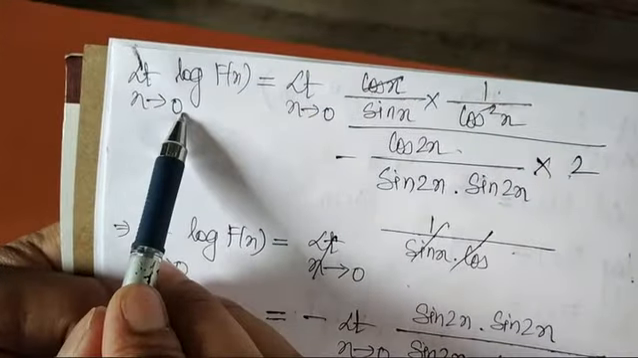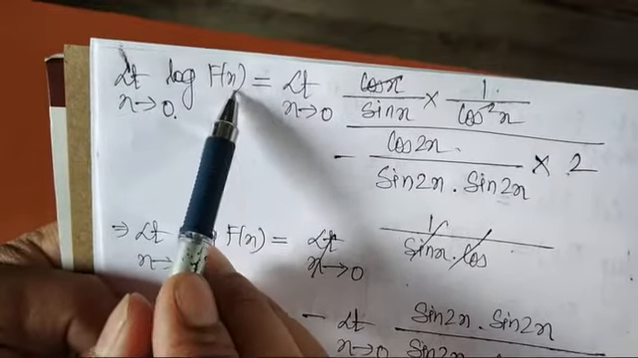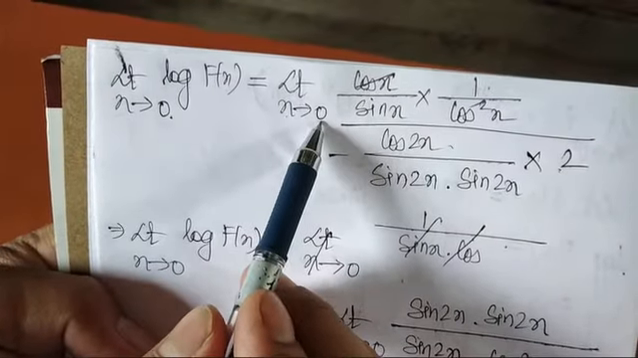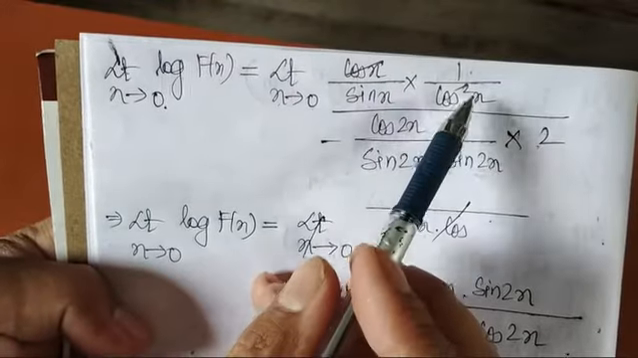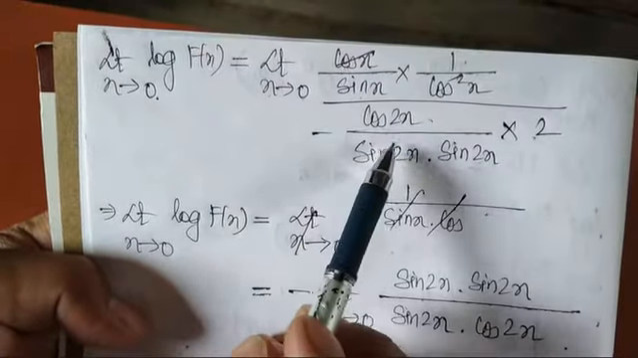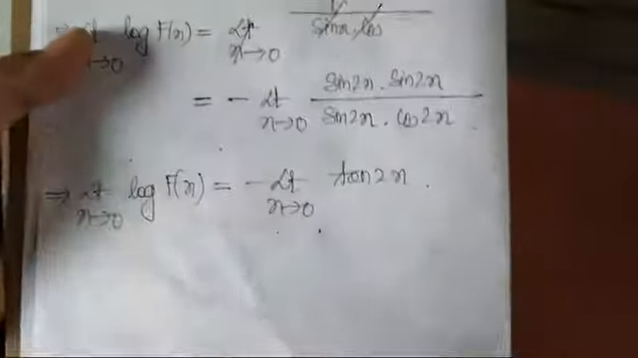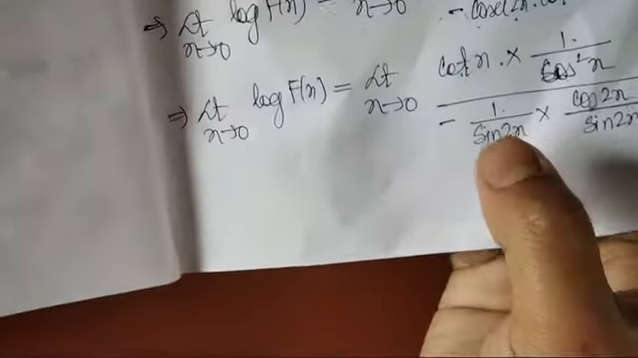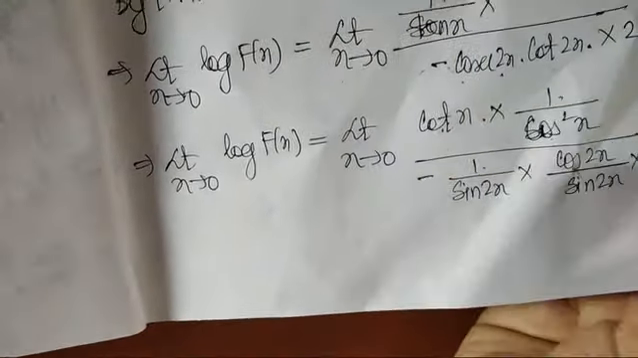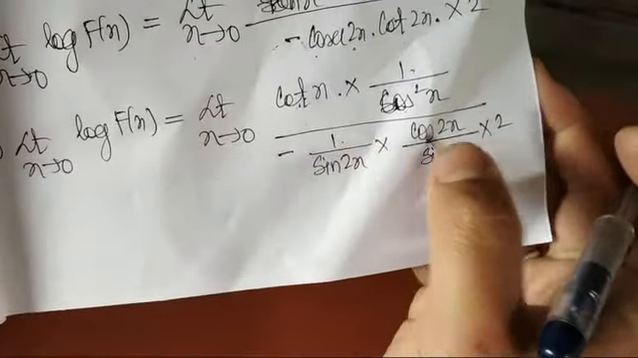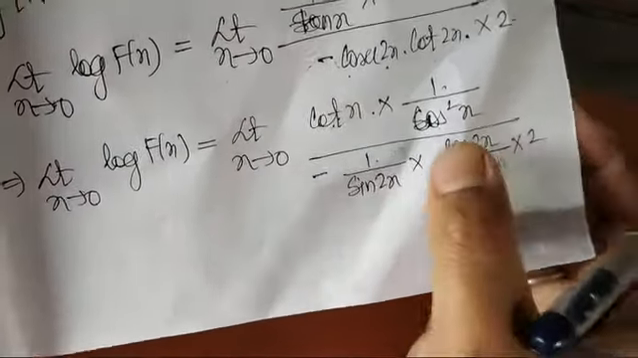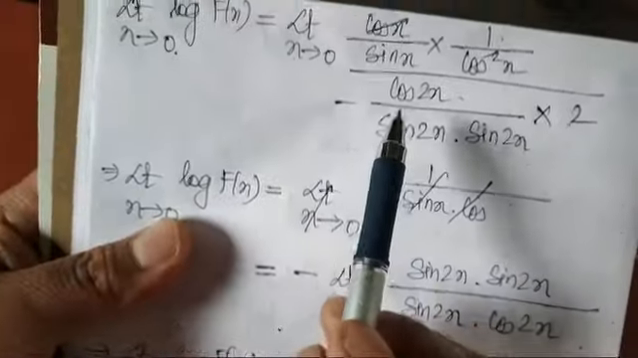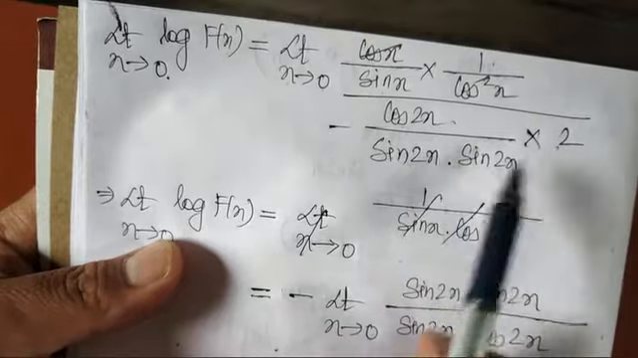Limit x tending to 0, log fx is equal to limit x tending to 0. Remember that was cot, cot means cos by sine. Cos and square get cancelled out. And here also, this was 1 into cosec into 2. So this will be 2 cos 2x divided by sin 2x into sin 2x, which is this step. So cos 2x divided by sin 2x into sin 2x into 2.